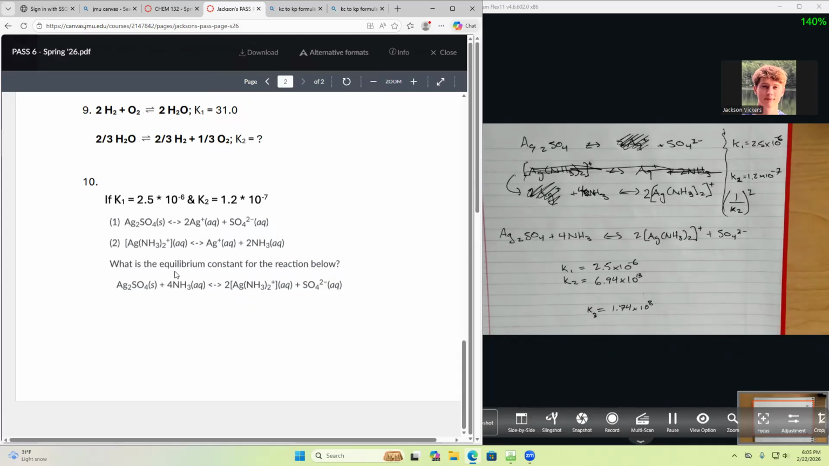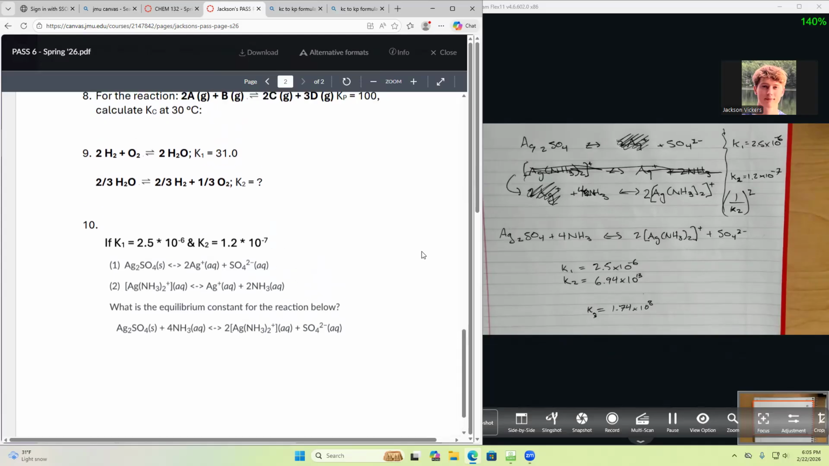So as a quick recap, there are three rules that you need to know. When you flip a reaction, you're taking the reciprocal, so you're going to do 1 over the K. When you multiply or divide, you're going to put it to the power of that factor. If you're dividing, you put it to the power of 1 over 3 or 1 over 2. If you're multiplying, you put it to the power of 2 or to the power of 3. And then the last thing is when you have two different K expressions and you combine them together, it's going to be K1 times K2.